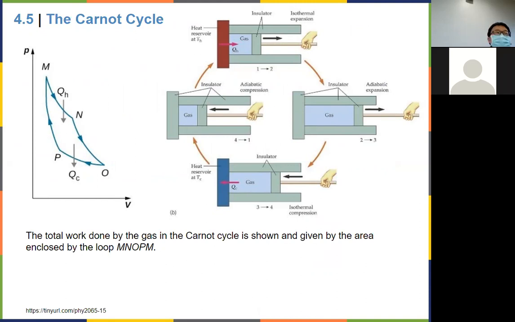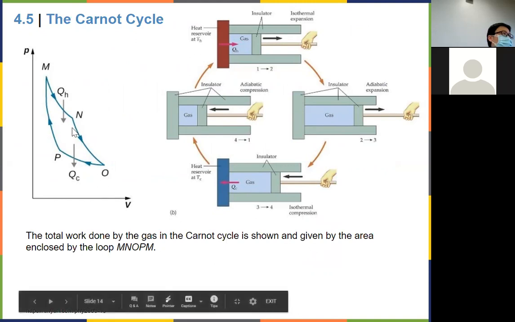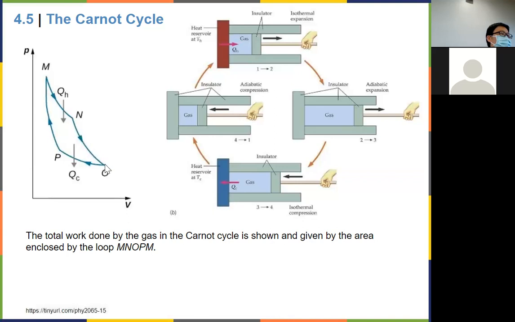Assuming that all these processes happen very slowly for a cycle. If you start from M, it goes down here. This is an isothermal expansion process, and then an adiabatic expansion, further expanded. Then a compression process here, and then another compression process, and it returns to its initial state. So this is a cycle here.